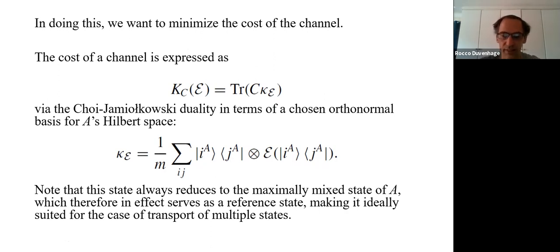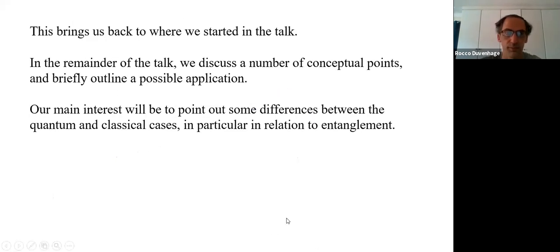So it's that maximally entangled state of A and B that's really being used as a reference, and then on A you can think of it as a maximally mixed state of A, serving as a reference state on the system A. And again, that makes it ideal for transport of multiple states.